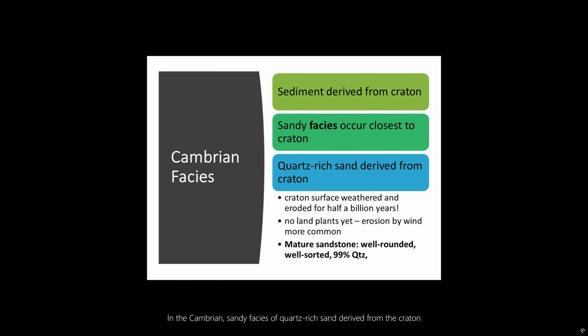In the Cambrian, sandy facies of quartz-rich sand derived from the craton occurred closest to the craton. In other words, they were the shoreline. The craton surface weathered and eroded for 500 million years. There were no land plants yet to help break down rock, so erosion by wind and water was more common. These sandstones are typically well-rounded, well-sorted, 99% quartz sandstones, which are what we would expect to see with this much time for weathering and erosion to take place.